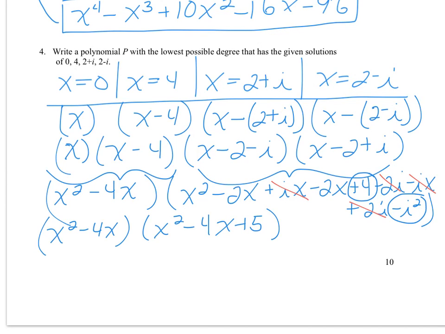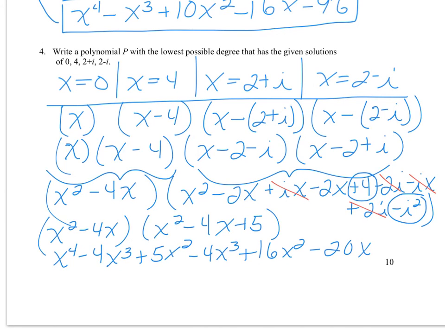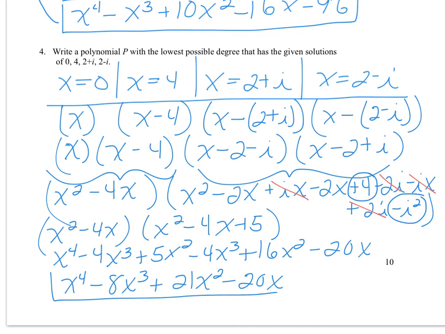Okay, so now this is a lot easier. It's a binomial times a trinomial. So I'm going to end up with x to the 4th minus 4x cubed plus 5x squared minus 4x cubed plus 16x squared minus 20x. All right, let's combine some like terms. x to the 4th minus 8x cubed plus 21x squared minus 20x. There's nobody else I can put together, so there's my polynomial.